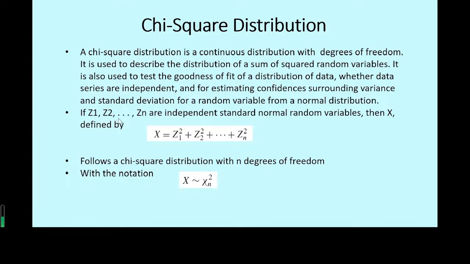And if Z1, Z2, ..., Zn are independent standard normal random variables, then if X is the summation of Z1 squared, Z2 squared, plus ... plus Zn squared, X will follow a chi-square distribution with n degrees of freedom. The notation of the chi-square distribution is chi-square n.